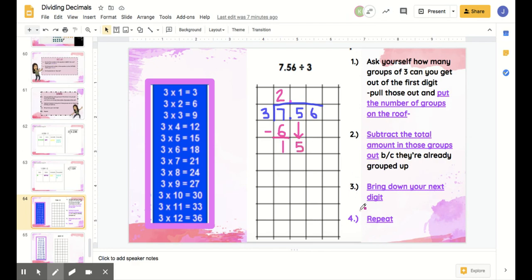Then I'm going to repeat. So I'm going to ask myself, how many groups of 3 can I get out of 15? 5. So I'm pulling those 5 groups of 3 out on top, and then I'm going to subtract the total amount in those 5 groups of 3, which was 15. When I subtract, I see there was nothing left to divide out of those 15. They all got grouped out on top. So now I'll bring down my next digit.